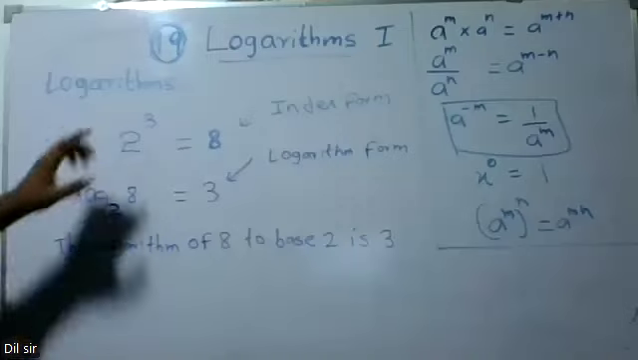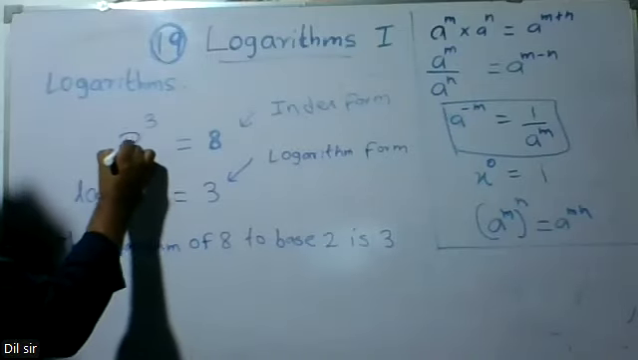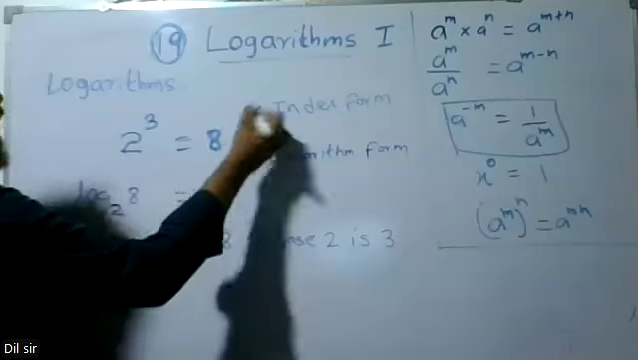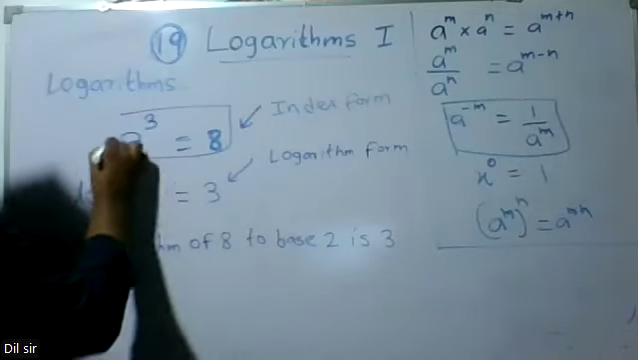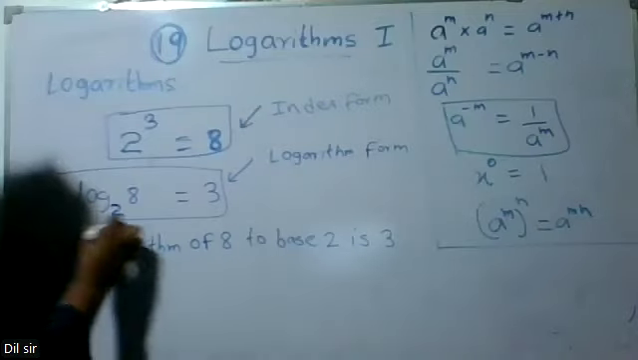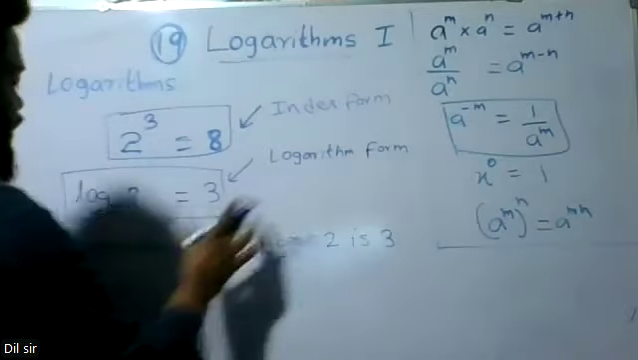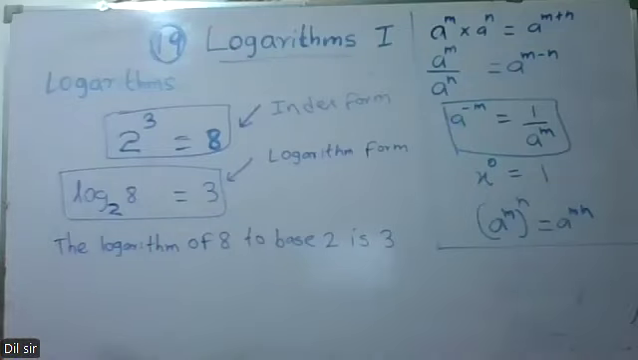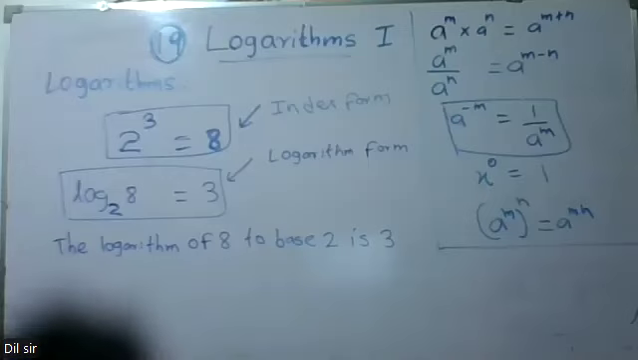Now copy down this: 2 to the power 3 equal 8. It is called index form. Make a note of it, index form. Then copy down this. It is called logarithm form. The way of reading it: the logarithm of 8 to base 2 is 3.